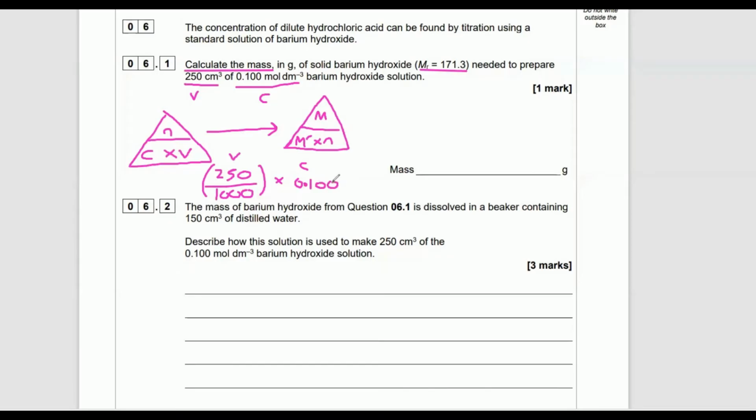We're then going to multiply our number of moles by the MR, which is 171.3, and that's going to give us our mass in grams. So 0.025, which is our moles we found from volume times concentration, we're going to multiply that by 171.3, which is the MR of barium hydroxide, and now we're going to get our final answer, which is in mass, and it works out like 4.285. Okay, 4.285 grams, and there we go. Now let's move on.